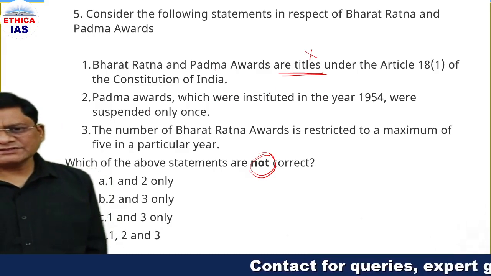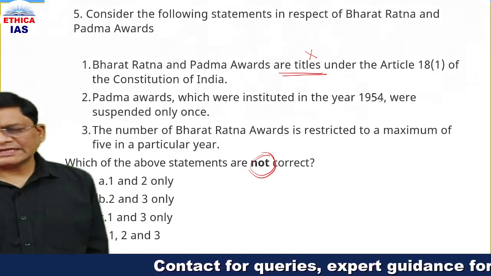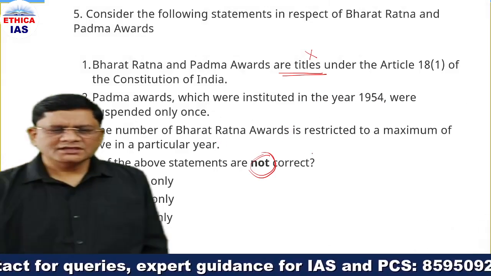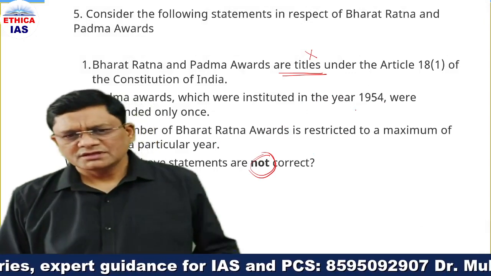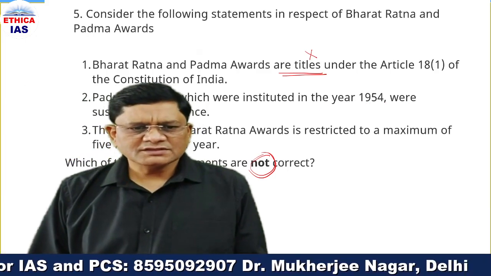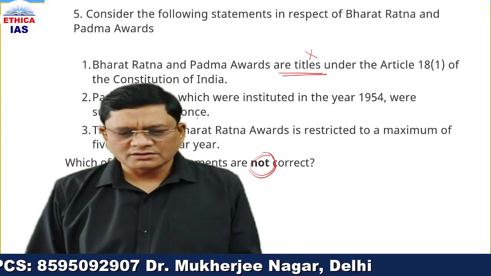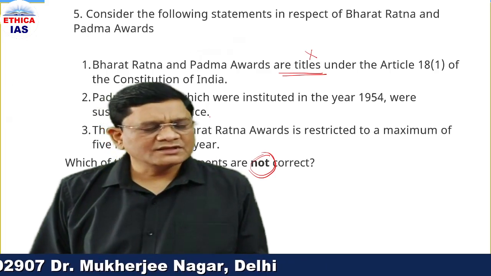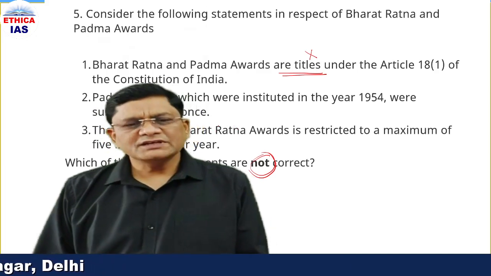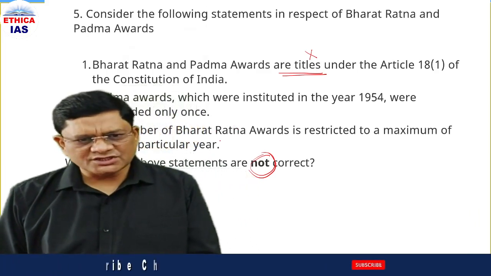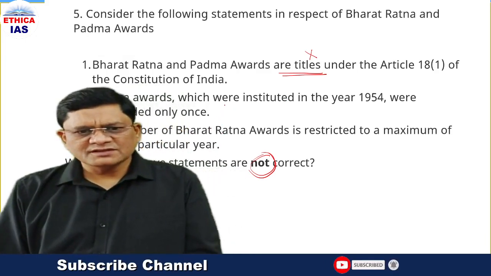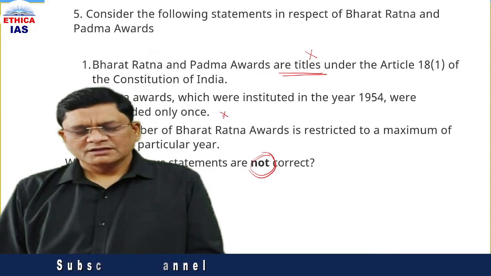Second, Padma Awards, which were instituted in the year 1954, were suspended only once. No doubt, this award was instituted and started in 1954. It is true, but it was suspended only once, that is wrong. It was suspended many times. During 1977 to 1979 it was suspended. During 1993 to 1997 it was suspended. So it was not suspended only once. So this is also not correct.